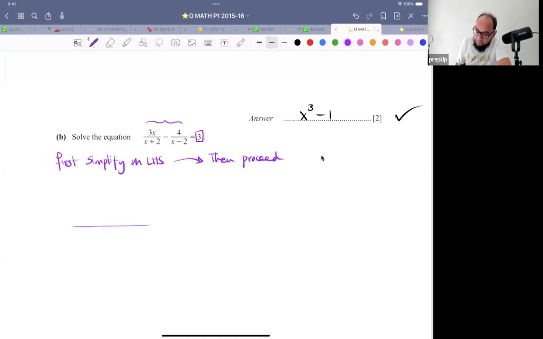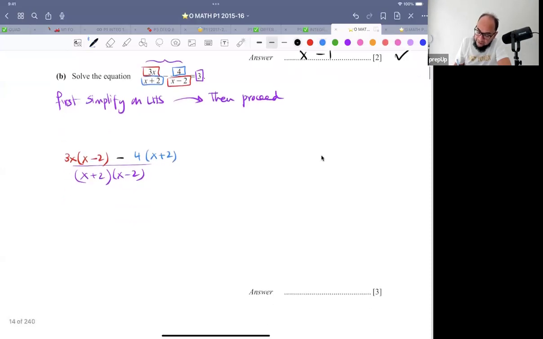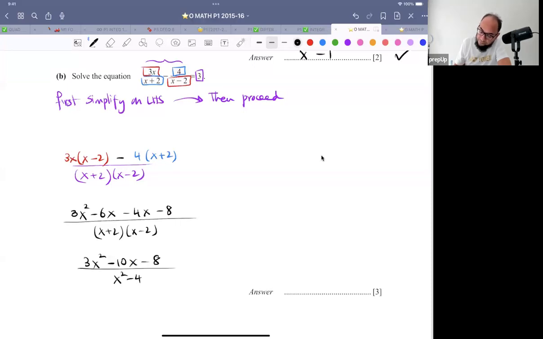So first the LCM, that is x plus 2, x minus 2. This 3x gets multiplied with x minus 2, so 3x into x minus 2. And this 4 over here gets multiplied with x plus 2. There is a negative sign over here. So this is 3x squared minus 6x minus 4x minus 8 divided by x plus 2, x minus 2. And this is 3x squared minus 10x minus 8 over x squared minus 4.